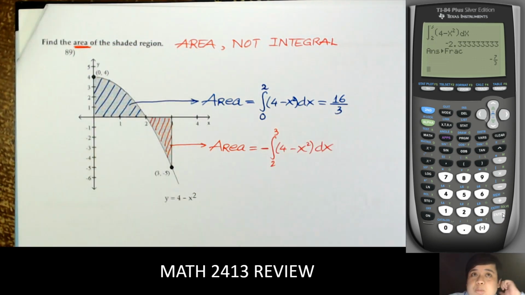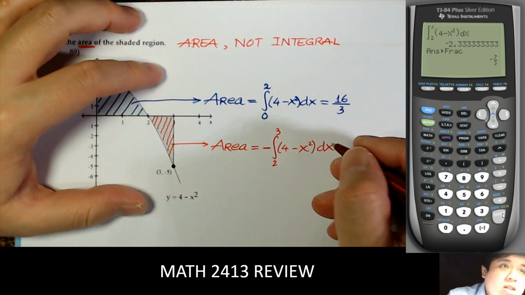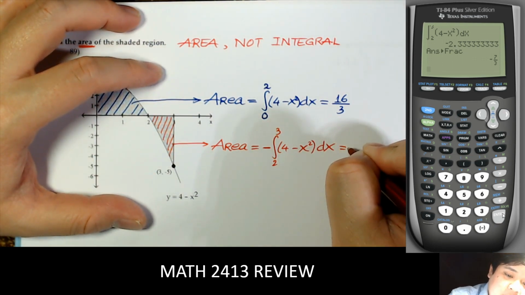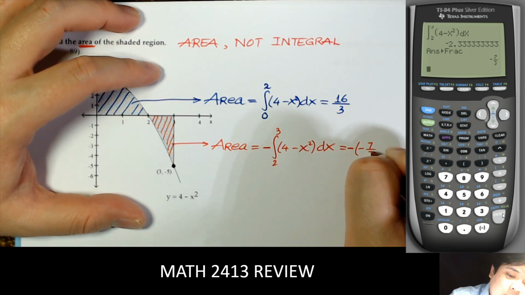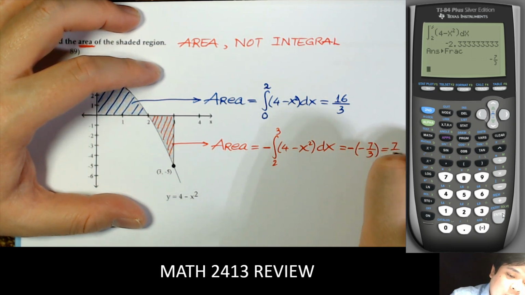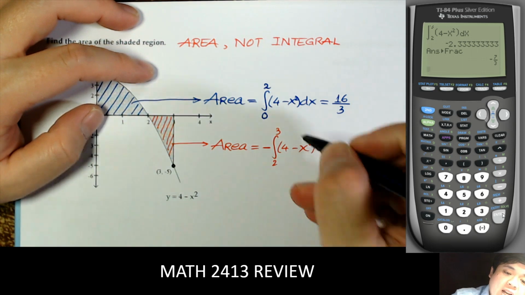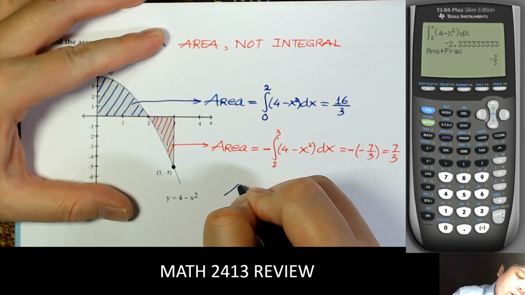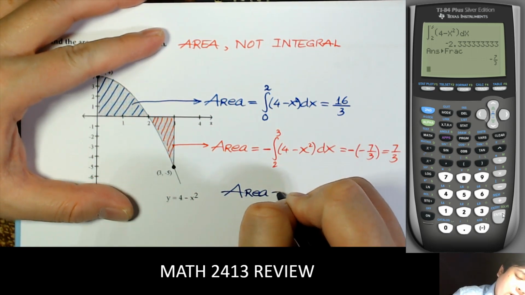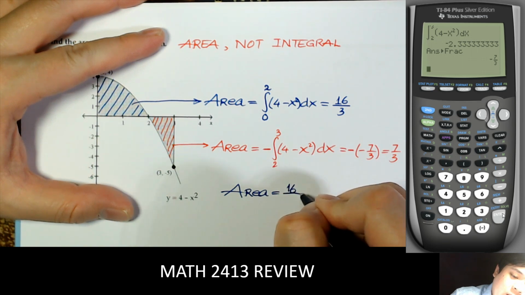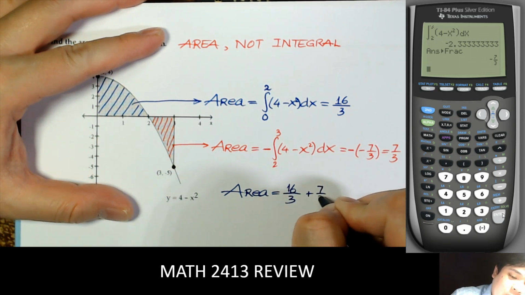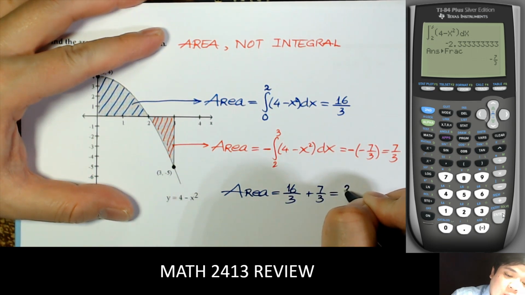So if the region is below, the area and the integral have opposite signs. If we want area, it's going to be positive. If we want integral, it will be negative. The bottom line is this is negative 7 over 3. Negative 7 over 3 to just 7 over 3. And finally, we just add these two, so the total area is equal to 16 over 3 plus 7 over 3, 23 over 3.